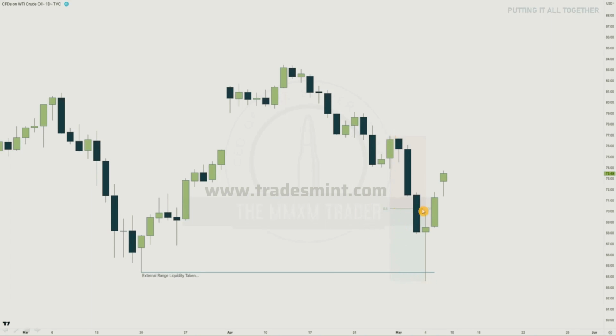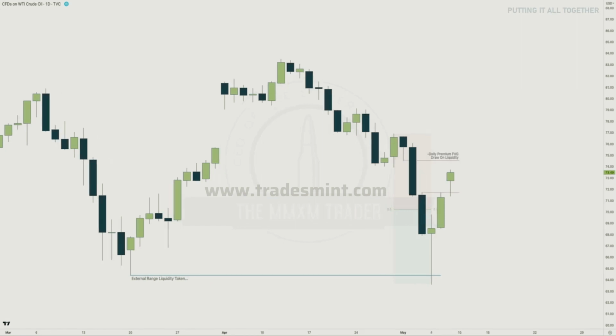We have discount until this equilibrium level, this 50% level of the range, and we're going to be aiming from external to internal, right? So where's that internal range liquidity? We've got that daily premium fair value gap, and this is our draw on liquidity. So we know on a long-term perspective, sell stops have been liquidated already, order pairing happened down here, and now we want to draw into internal range. So draw on liquidity has been determined and the sell stop raid has happened already.